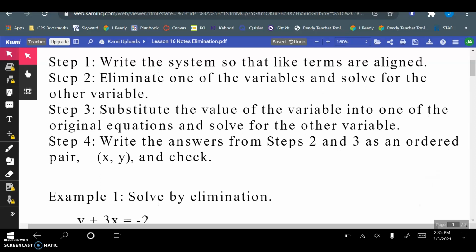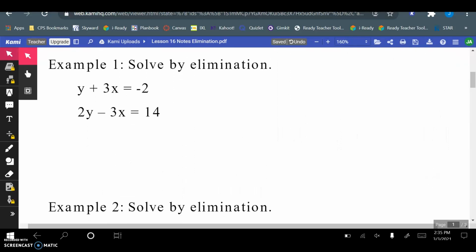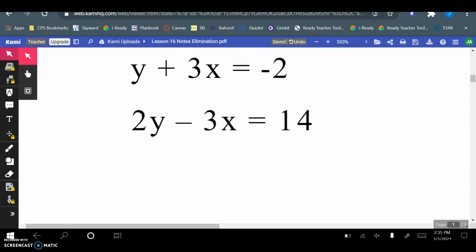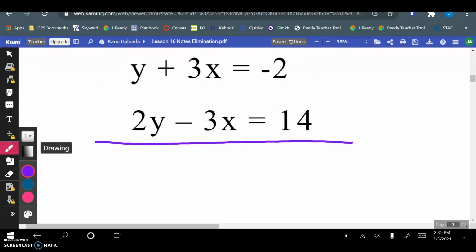Step two is to eliminate one of the variables and solve for the other variable. So to eliminate, what we're going to do is we're going to add going straight down. And what you want is the coefficient of whatever variable you're canceling to be the same number, one positive, one negative. So if you look right now, the x's, we have a positive 3 on top and a negative 3 on the bottom. So when I add those together, they're going to cancel out. So that's exactly what I want. I don't have to change anything. I can just add going down.